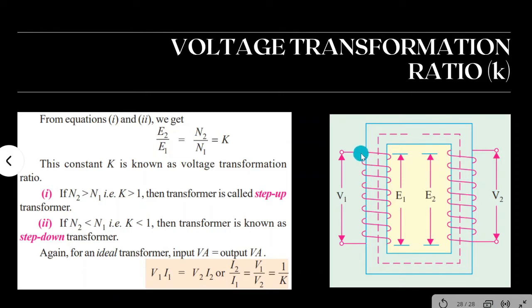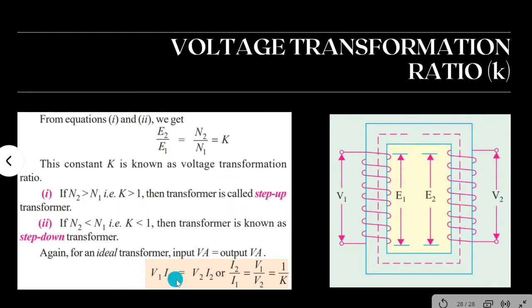Just like in the transformer at the post, for example 6.9 kV, it will step down to our homes, which is 230. So the number of turns at this distribution transformer is larger or greater than the number of turns on the other side.